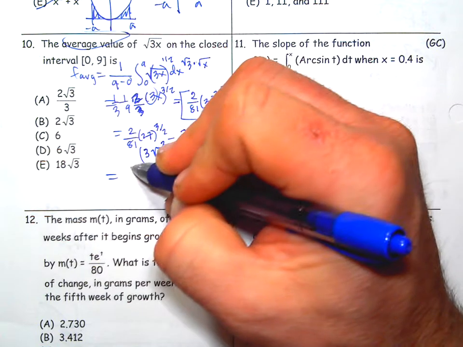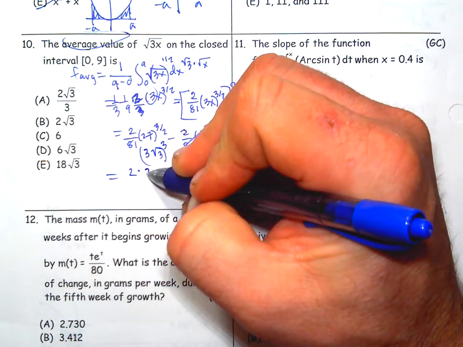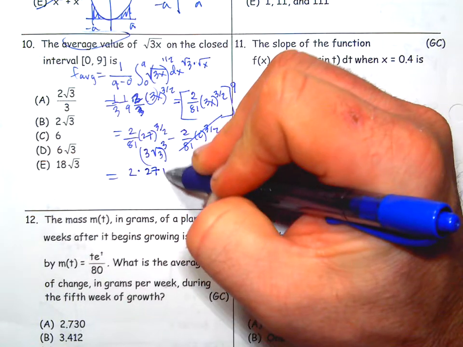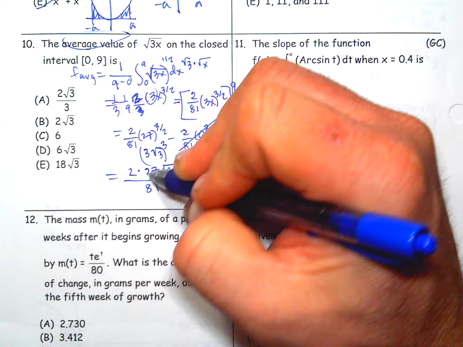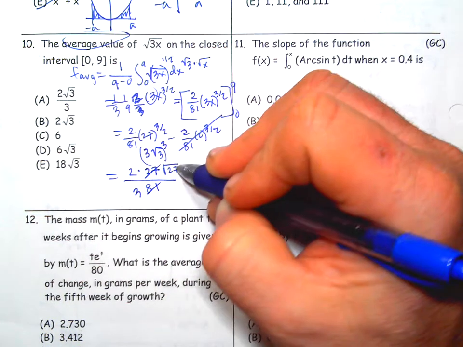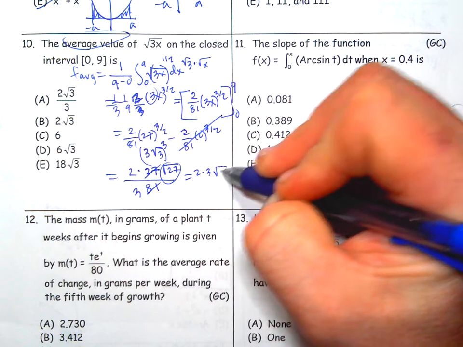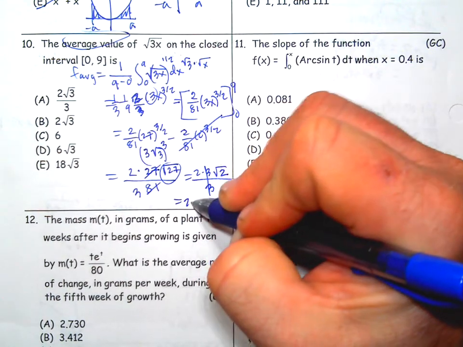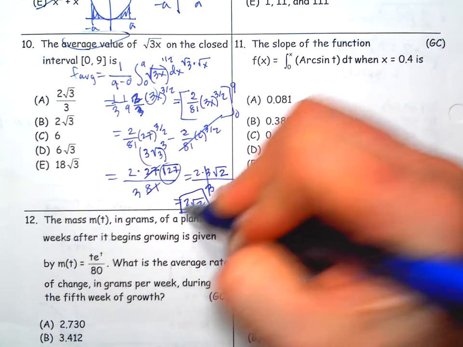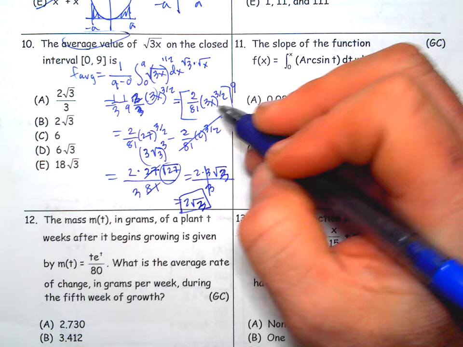So that gives you 2. 3 cubed is 27, but then you have the cube root of 27 over 81. You could reduce that. You can take another square root of 9 out of that. And you have 2 times 3 times square root of 2 over 3. Final answer is 2 square root 2, or 3. That's supposed to be a 3 there. 2 square root 3.